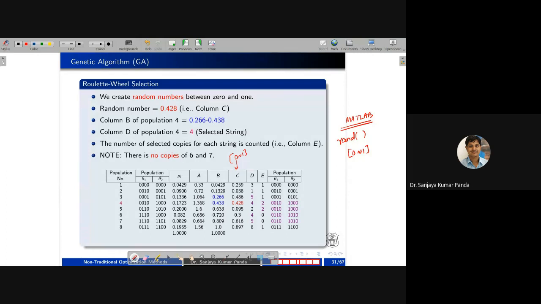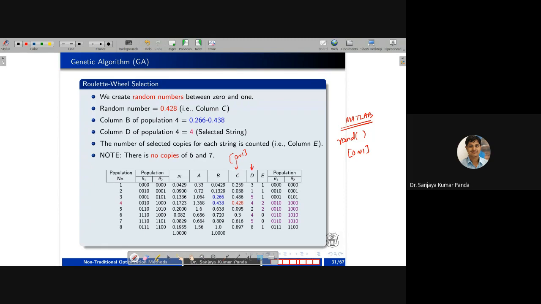Now, interesting thing, you can see columns D and E. As I told you, those individuals with fitness above average, you have to select and make multiple copies. Those with fitness below average, you have to discard. Let us see how this selection is done in the roulette wheel.